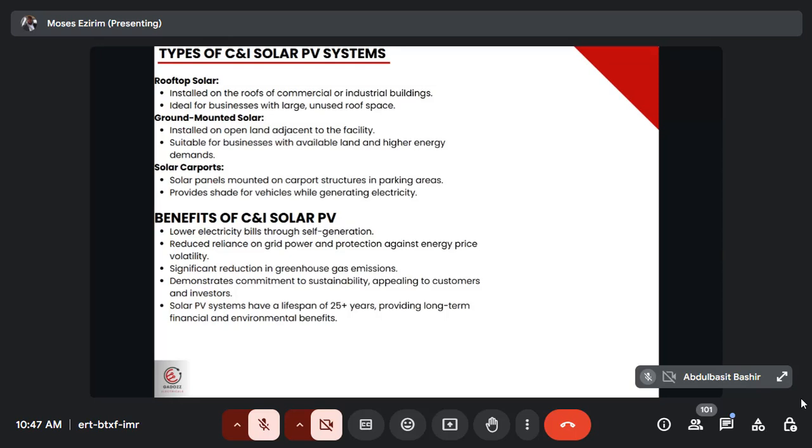So I've given the client the creative method in which he can proceed. It's left for the client to just reach out to me after he has spoken to the neighbor, and this is what they're going to go about. So that is it. Space is very, very key when designing. Now, you can install on the roof of a commercial or industrial building. I do this for businesses with large unused roof space.